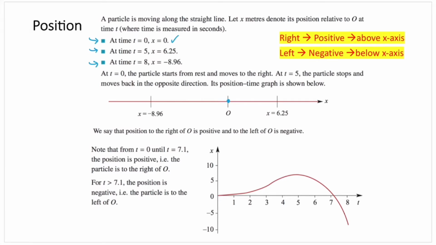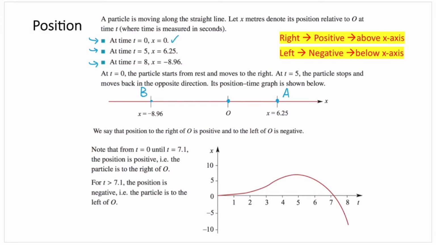The second dot point says at time t is 5, x is 6.25 meters. So after 5 seconds, our position is 6.25 meters to the right of O. I will label this as point A. The third dot point says at time t is 8, x is negative 8.96. So this means after 8 seconds, the position is 8.96 meters to the left of O. Maybe let's label this as point B.